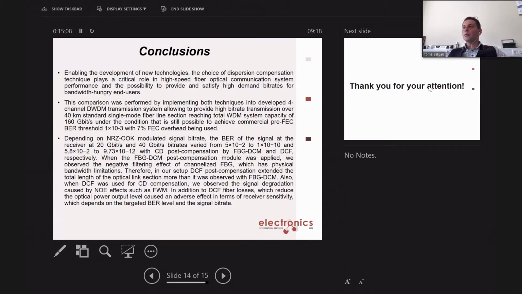when the FBG DCM post-compensation method was applied, we observed the negative filtering effect on the channels, because of the FBG's physical bandwidth limitations. It is possible to tune it also, but we also observed that in our DCF post-compensation, the total length of the optical section was extended. It was observed with the FBG. Also, when DCF was used for compensation, we observed signal degradation caused by nonlinear effects such as FWM, in addition to DCF fiber losses, which reduce the optical power output level and the worse effect in terms of received sensitivity, which depends on the target BER level and the signal bitrate.